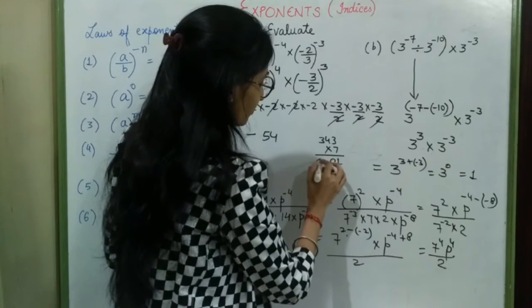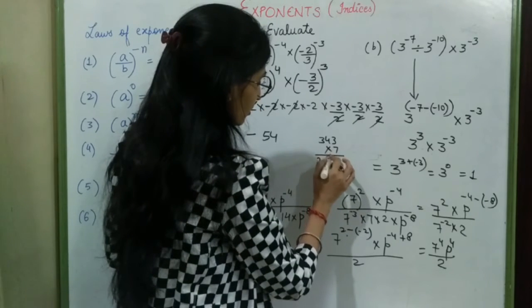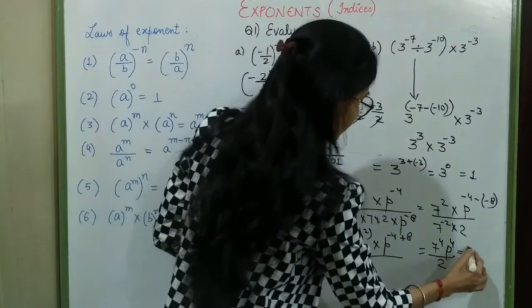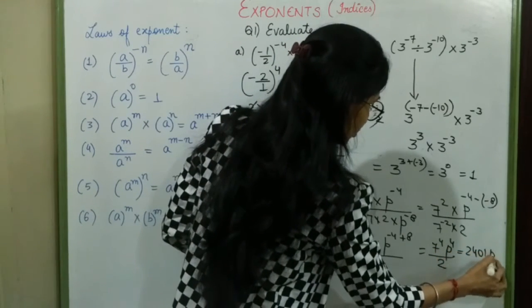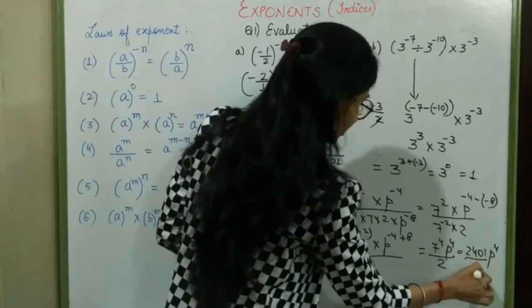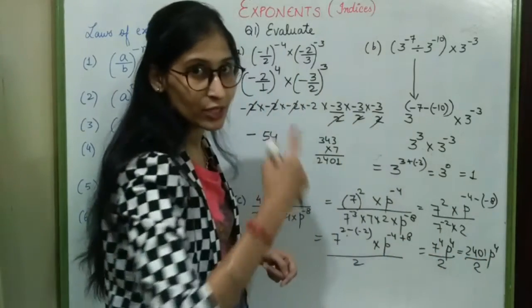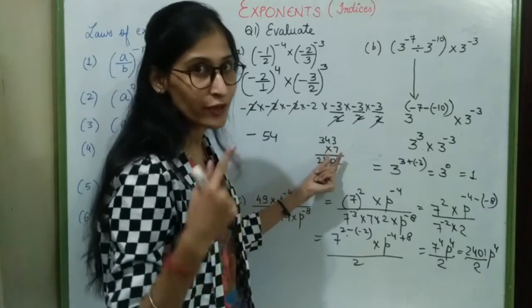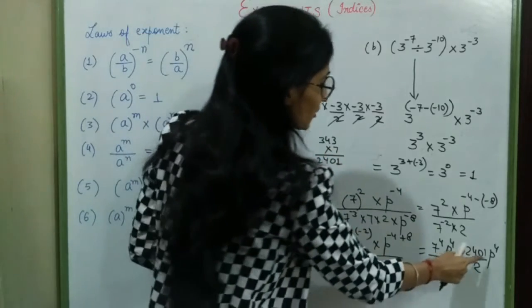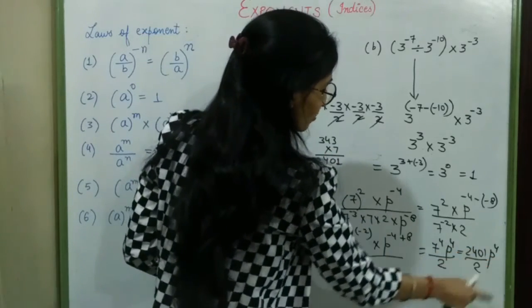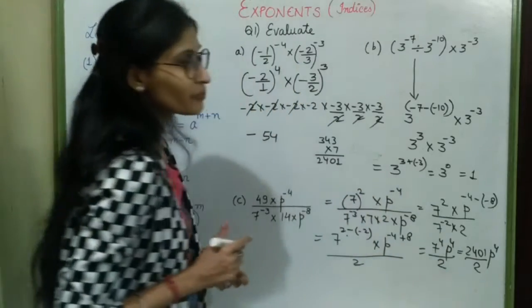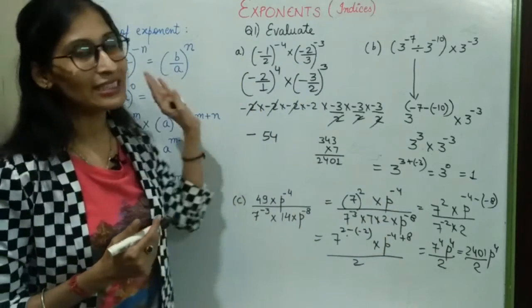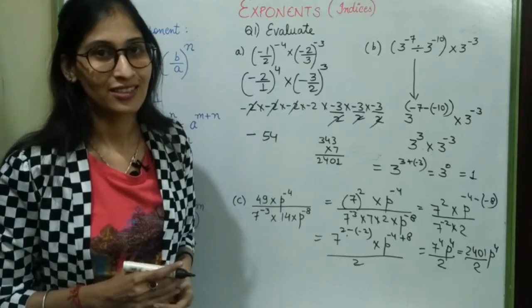So it will become 2401 p raised to power 4 upon 2. 7 raised to power 3 is 343. Power 4, so I have multiplied it with one more 7. So my answer is 2401 p raised to power 4 upon 2. So this is how we are going to apply the laws of exponents in the question.